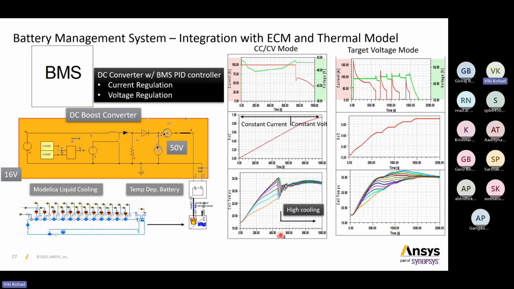And now you can see the results, like cell temperature with respect to time. As time passes, how the temperature changes. After cooling, what is the change, the target voltage mode. So these are the different results that you can see by using ANSYS Twin Builder.